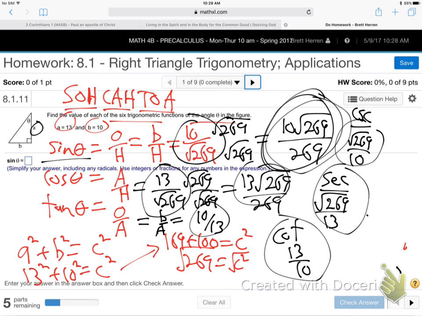Questions on that one? Remember all that stuff, the SOHCAHTOA stuff? And it's the same as the y and the r stuff. We just use SOHCAHTOA. Now, do you know when you use them? You use SOHCAHTOA when you're in a right triangle. You use the y-r stuff when you're on the unit circle, right? Is that good?